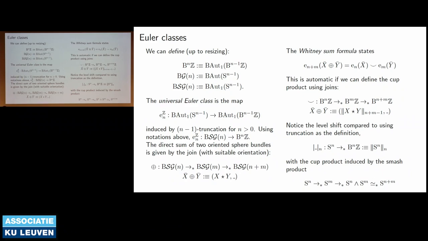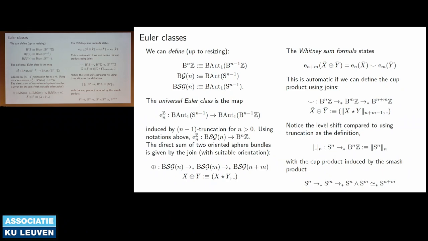So if we were thinking of these sphere bundles as the unit spheres inside a vector space, then the unit sphere inside a direct sum is the join of the unit spheres inside the factors. And there's a natural way, if you have an orientation of the summand, you get an orientation of the sum. I'm not writing that down here. And so the Whitney sum formula would say that this is compatible with cup products.